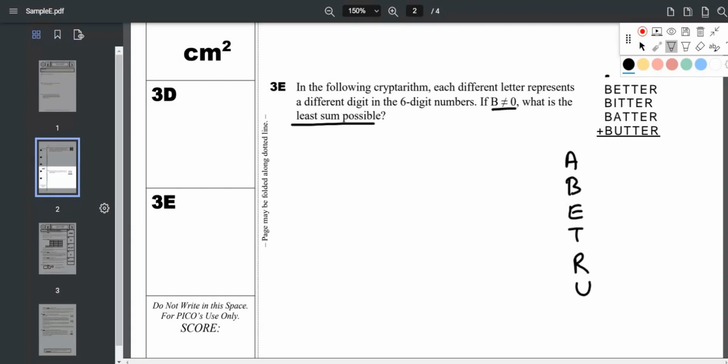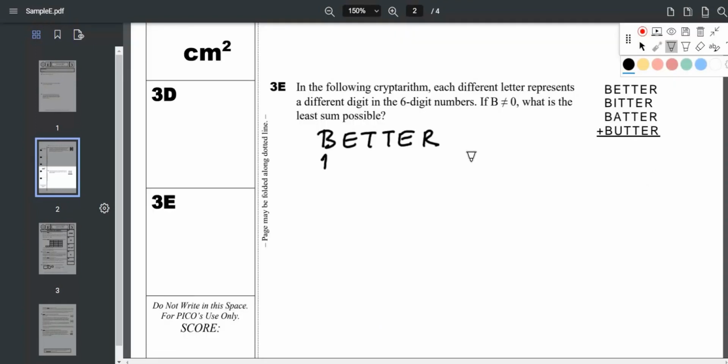If it is least sum, the first letter should be the smallest. So it can't be 0. If it is 0, it is no more a 6-digit number. So B should not be 0. So lowest one is B can be 1. Okay, so I'm starting there itself. I am starting with better, B-E-T-T-E-R. Okay, let's convert them. B can be 1, that's okay. And then E. Because we want the numbers to be small, you can take E as 0. Then only your answers are in 100,000. Second digit is 0, means number is going to be small. T and R we'll discuss a little later.